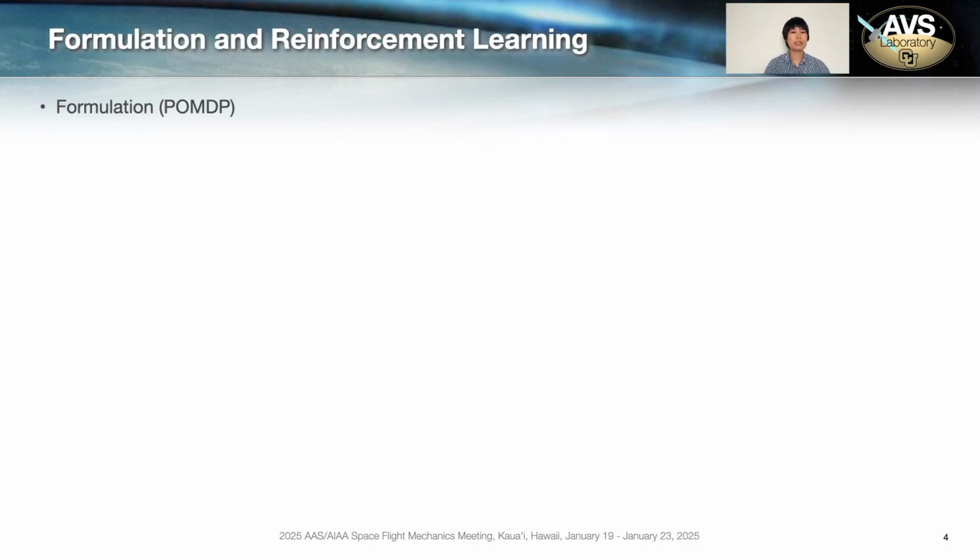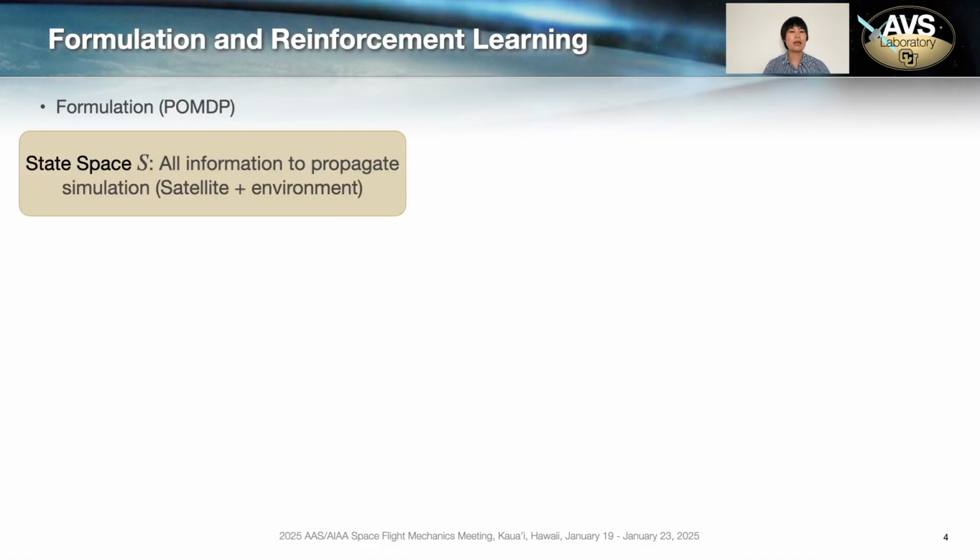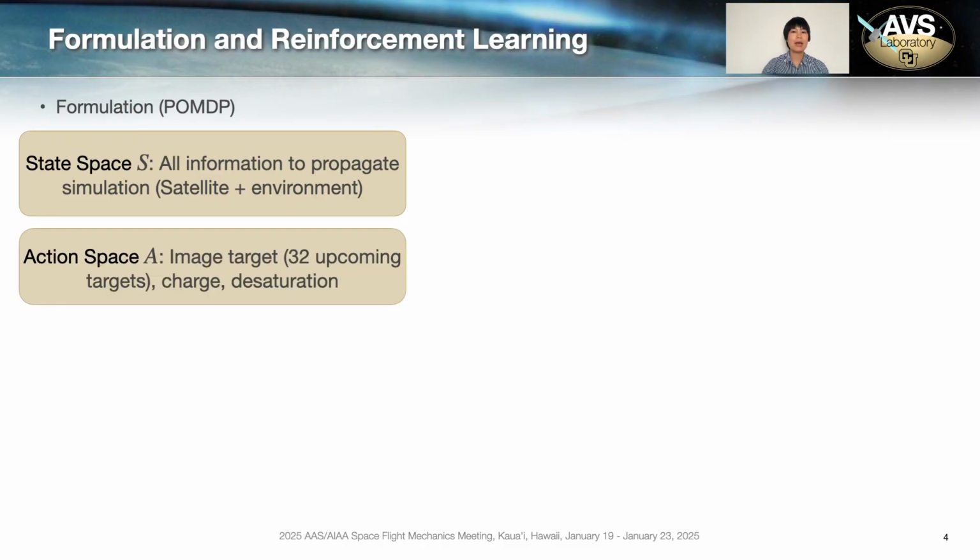As for the formulation of this problem, we use a POMDP, a partially observable Markov decision process. For the sake of time, I'm not going to dive into the details of the POMDP. For the state space, we consider all information needed to propagate the simulation forward. That includes all the satellite states and also environment states. For the action space, there are 34 actions in total, including 32 upcoming target imaging actions, as well as charging and desaturation of the reaction wheel actions.